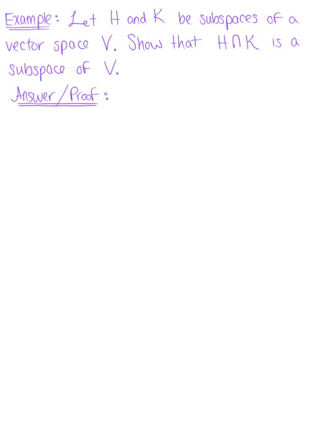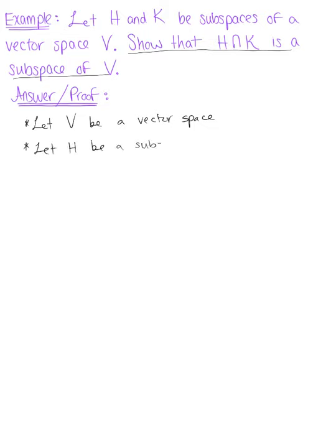Let H and K be subspaces of a vector space V. Show that the intersection of H and K is a subspace of V. So to get us started, we're letting V be a vector space. We're going to let H be a subspace of V. And we're also letting K be a subspace of V. So this is what's given to us.